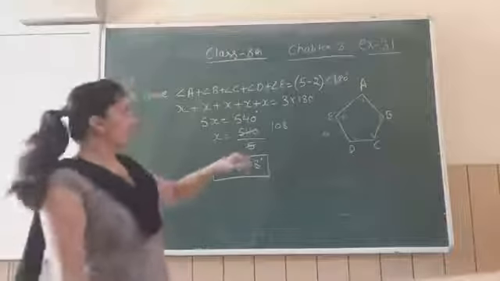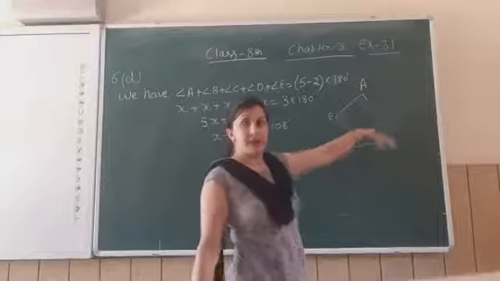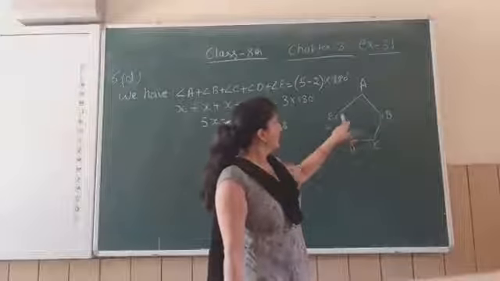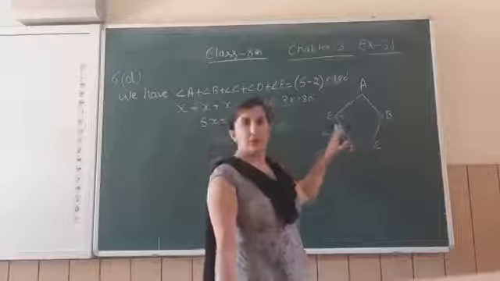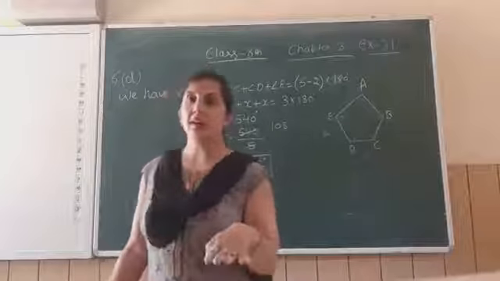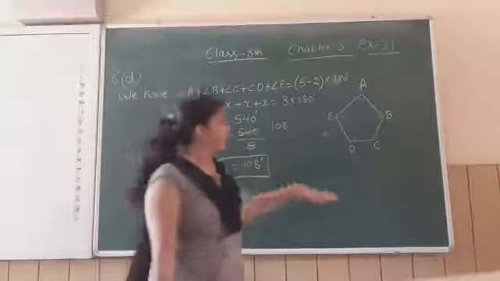Next, we have been given this figure. All angles are equal, sides are also equal. They have given the equal sides: 1, 2, 3, 4, 5. 5 sides are there. When there are 5 sides and they are equal, it is called a regular pentagon.